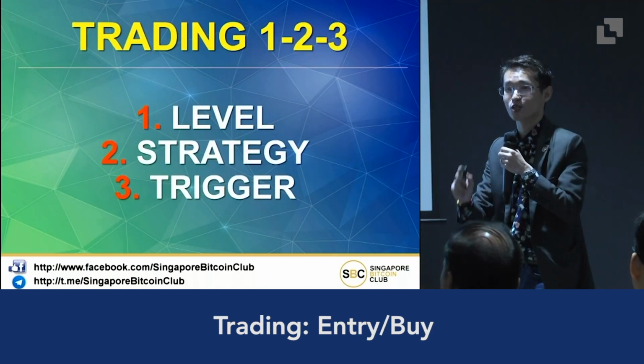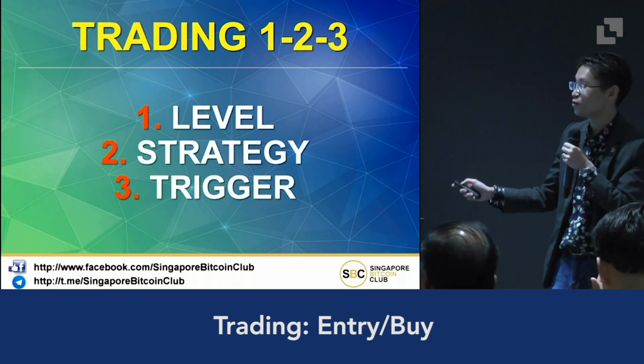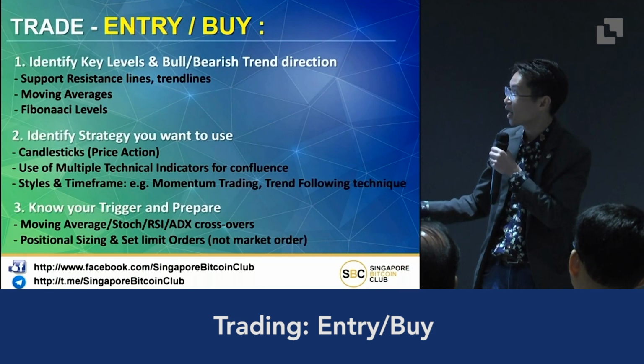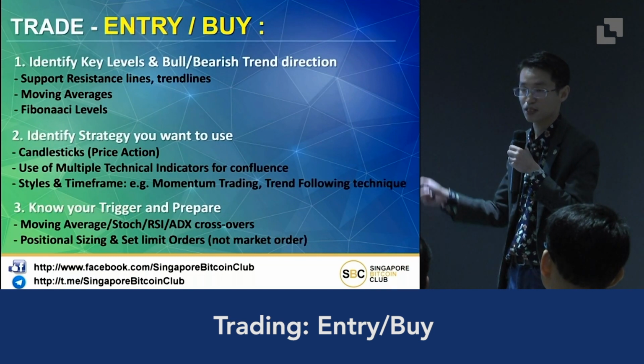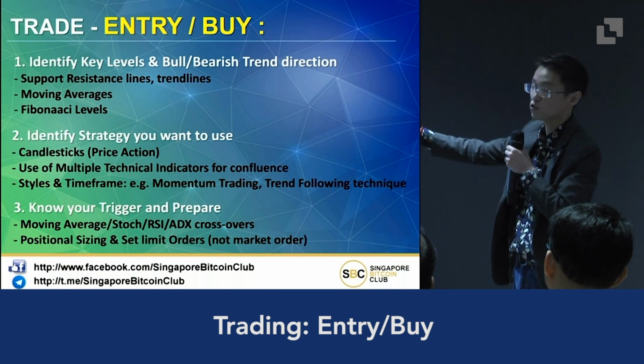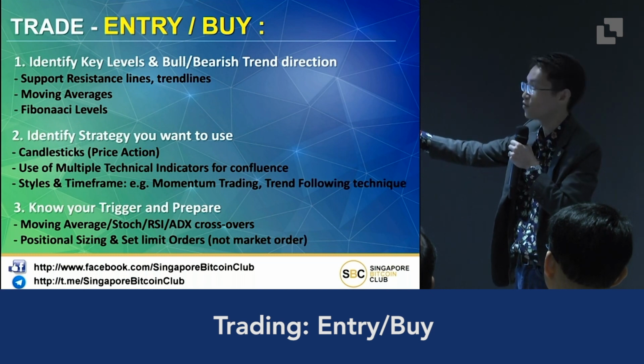In trading, it's not as complicated. Just remember three things: your level, what strategy you want to use, and trigger. Basically, level. The first one is that I need to identify key levels. That's what I keep talking about, the moving averages. You can also draw your support resistance line, trend lines, Fibonacci levels, my favorite.